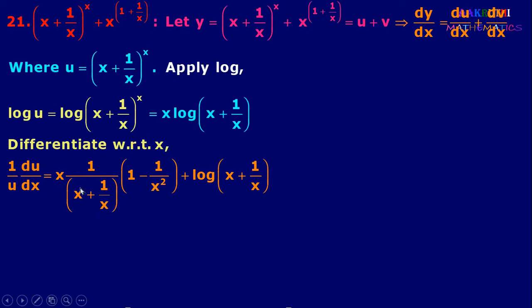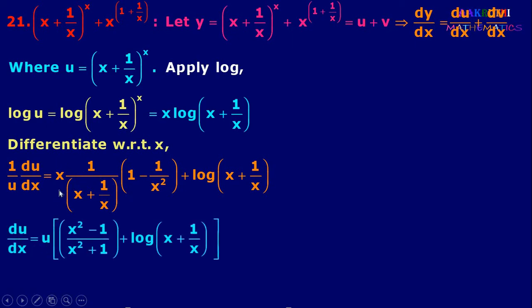So simplify this and here take LCM, it is x and here it is x square, and here we get x square plus 1 and here we get x square minus 1 divided by x square, and this x and x cancel, again this x and this x cancel. So remaining is du by dx, take u to this side, u into (x square minus 1 by x square plus 1) plus log of (x plus 1 by x). Here taking LCM, we can simplify. So remaining is x square minus 1 by x square plus 1 plus log of (x plus 1 by x). Then we differentiate v.